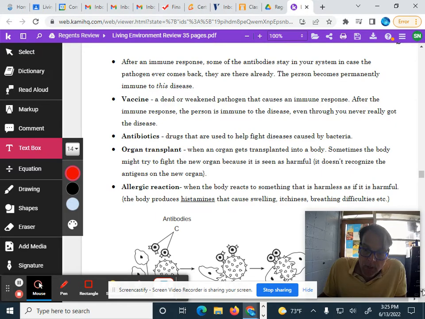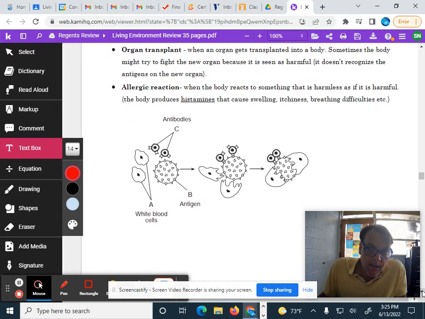Allergic reactions: you have an immune response, but the thing that you're responding to is not harmful. So in that case, your body will produce histamines as part of its immune response, which causes swelling and itching and breathing difficulties like asthma. So that's why people get those symptoms, but they don't get sick from asthma.